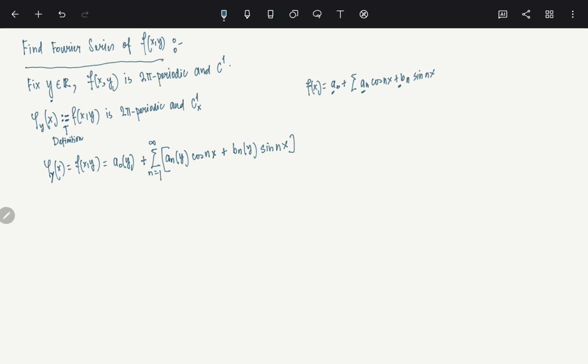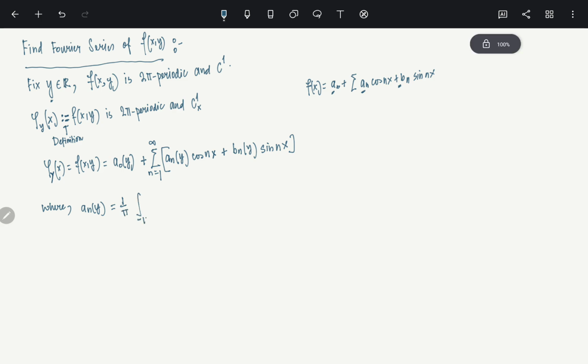Okay, now you see, what about the coefficients? If you remember the coefficients, where a n of y, that coefficient is what? It is 1 by pi. See, it only depends on x, right, in this case.